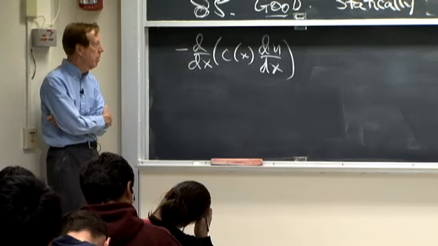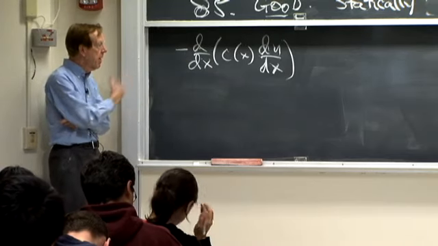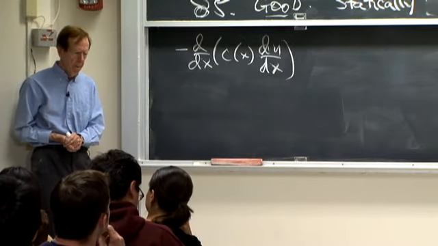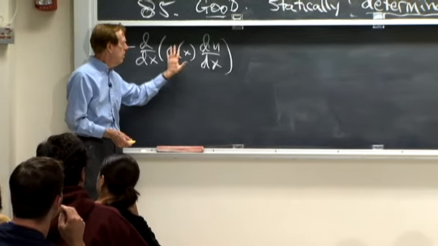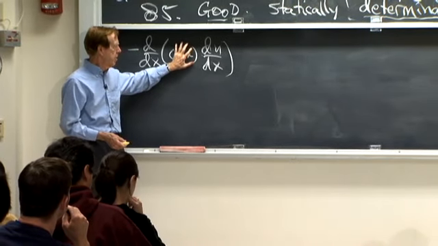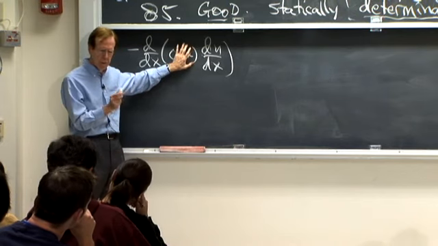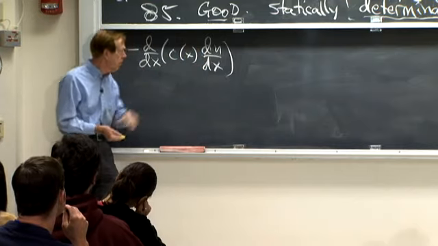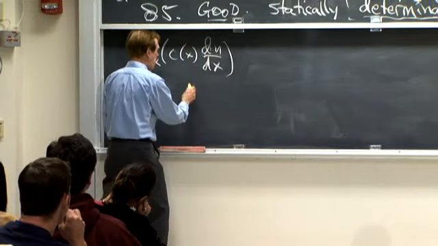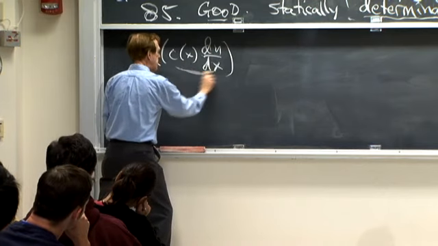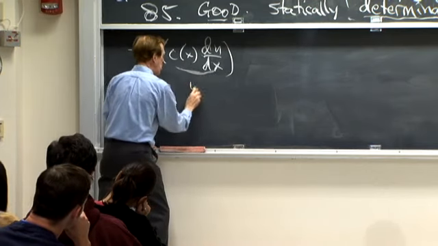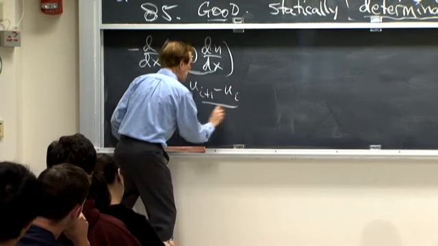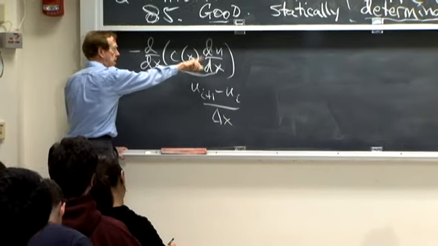But now suppose we were back up to finite differences. What would you take for finite differences there? Well, when the c wasn't there, what did we do? Then we just had second difference, right? And how did we get the second difference? It was a first difference of a first difference. I would probably approximate this by u_{i+1} minus u_i over delta x.